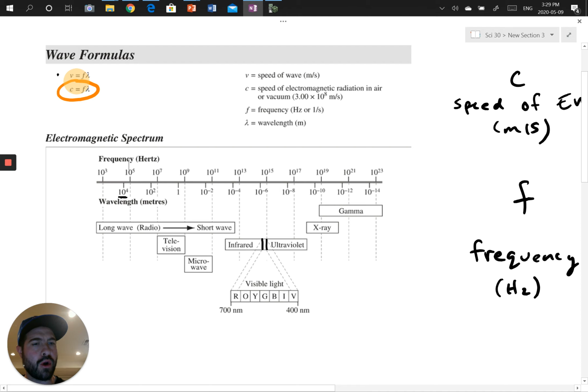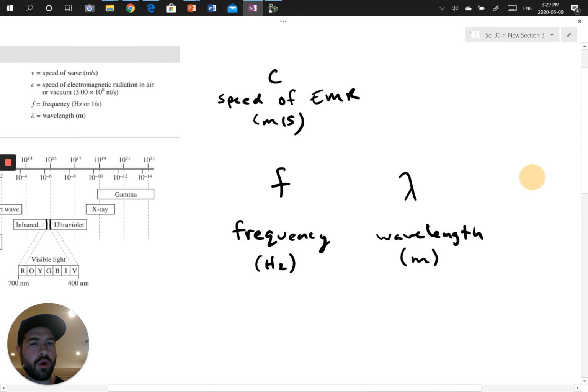So C is the speed of EMR, otherwise known as the speed of light. It's constant for all types of EMR. So whether you're a radio wave or a gamma wave, you are traveling in a vacuum at 3.00 times 10 to the 8 meters per second, pretty fast.